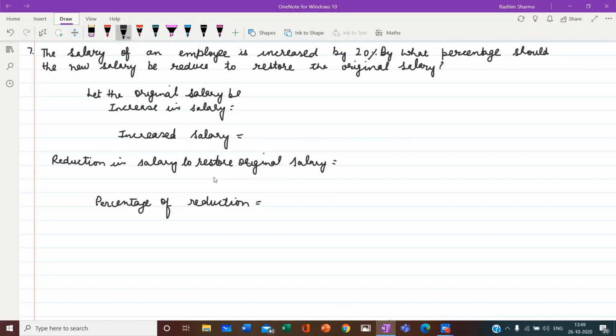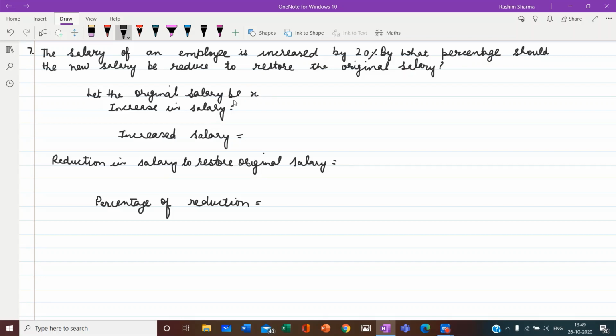Question number 7 is, the salary of an employee is increased by 20%. By what percentage should the new salary be reduced to restore the original salary? Means whatever salary he will get after 20%, we have to restore the previous salary only. So for that, what will be the reduction in salary that we have to find? Okay, so here we will take, let the original salary be x.